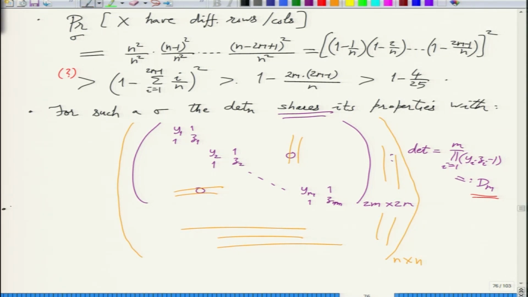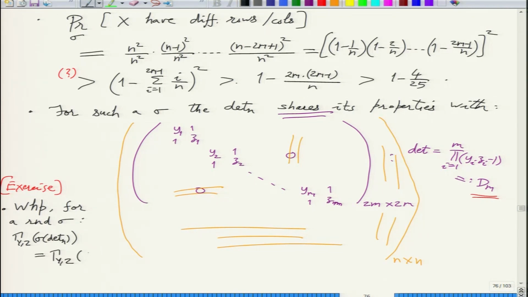Okay, so now this may be the exercise, that with high probability for a random sigma, gamma yz of sigma determinant would come out to be gamma of dm.